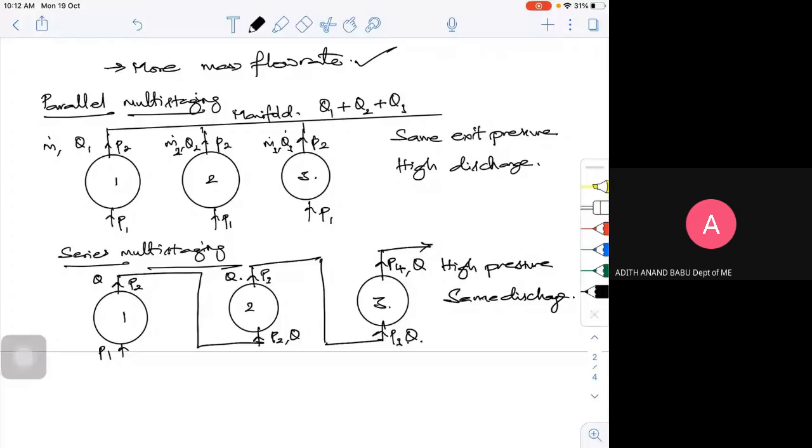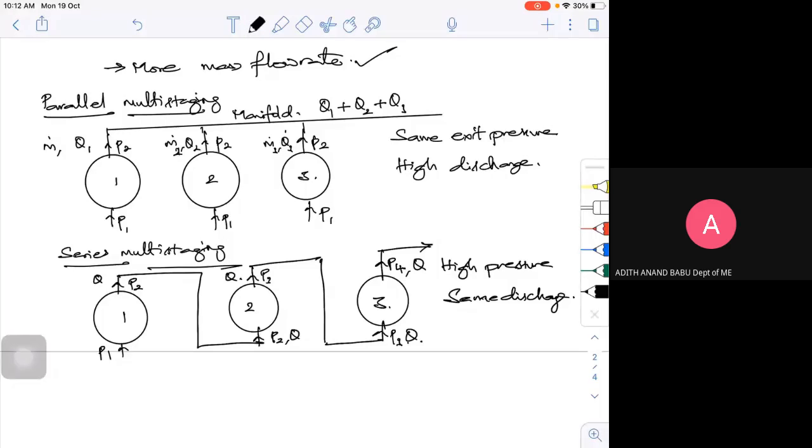This is how multi-staging will work. I am trying to show you as simply as possible. So I will go for parallel multi-staging when I want high discharge at the same exit pressure, and I go for a series arrangement when I want high pressure and the same discharge. So this is how multi-staging works. What is the advantage of multi-staging? Multi-staging is used whenever I want a higher pressure, more than 10. Then I'll go for this particular arrangement.